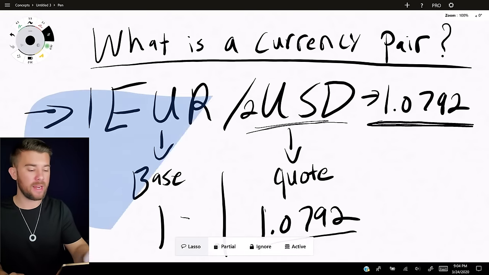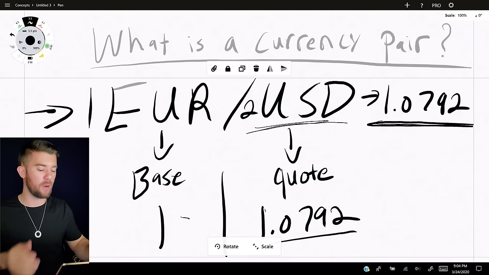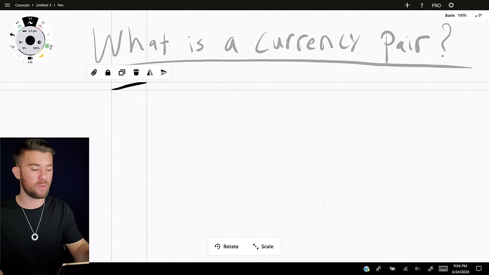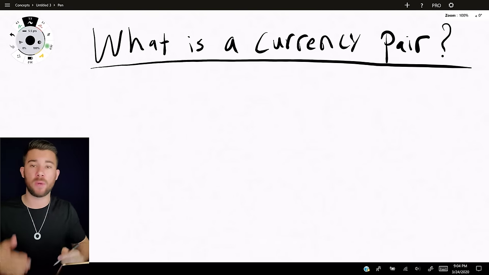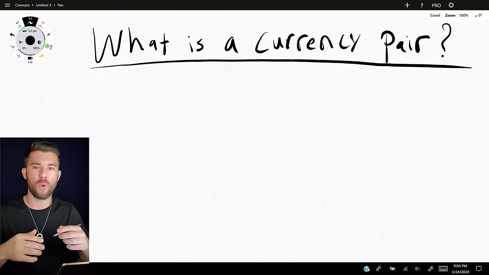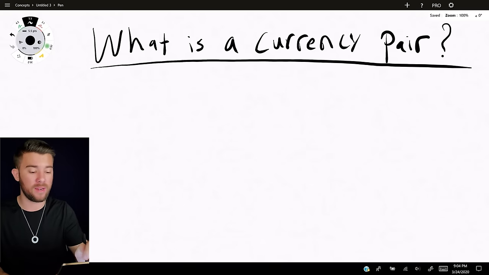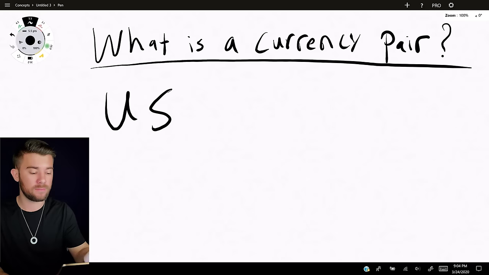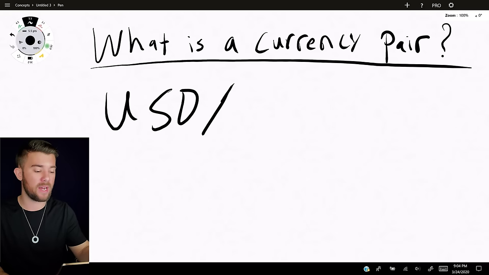And I'll ask you some questions while I do this to help you to better learn, because asking questions and having you answer them is a much better way for you to learn than for me to just write things down, right? So let's do that. Let's go for the dollar yen right now, okay? So the USD slash JPY is the dollar yen.